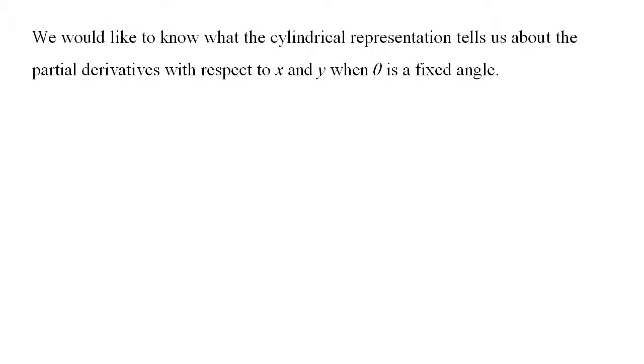Now let's consider a more general case, but we'll keep the critical point still at the origin. We would like to know what the cylindrical representation tells us about the partial derivatives with respect to x and y when theta is a fixed angle. Well, let's see. X is r cos theta and y is r sin theta. So the derivative of z with respect to r can be broken down into the derivative of z with respect to x times dx dr plus the derivative of z with respect to y times dy dr. And that gives us this.